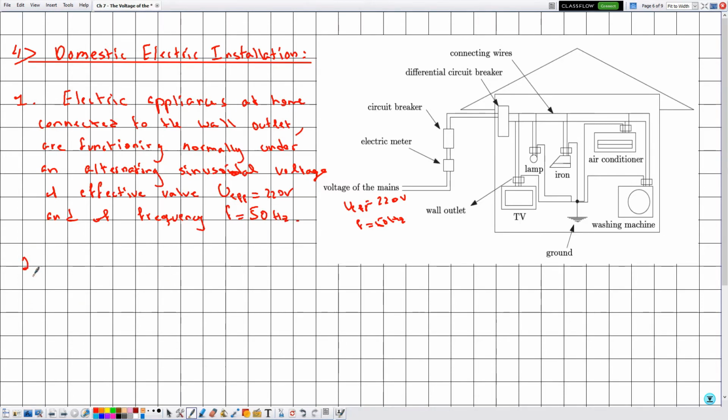Now idea number 2, as I have mentioned previously: these electric appliances, and by electric appliances I mean the TV, the lamp, the iron, the washing machine, the air conditioner, are connected in parallel in order for each to function. This is extremely important.